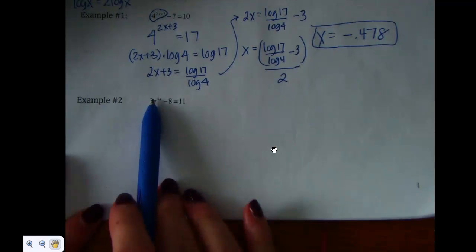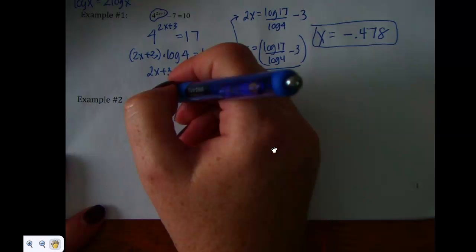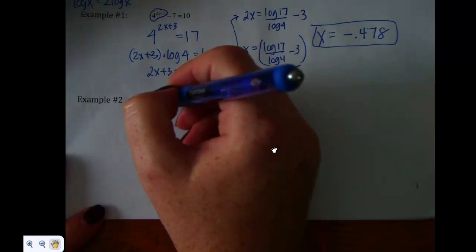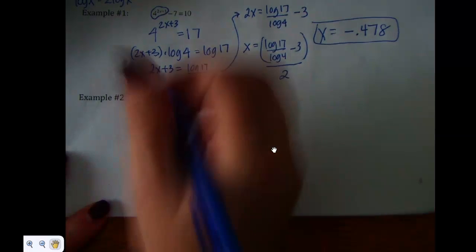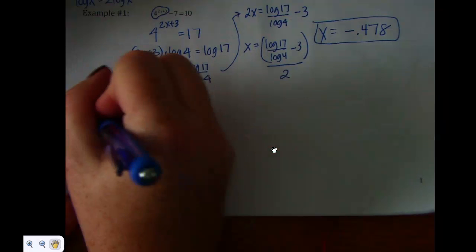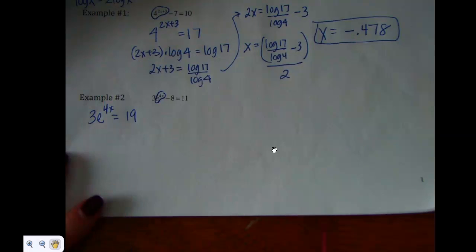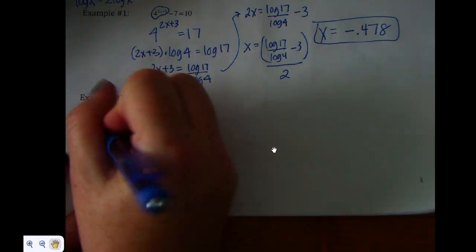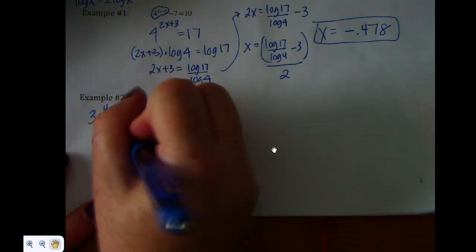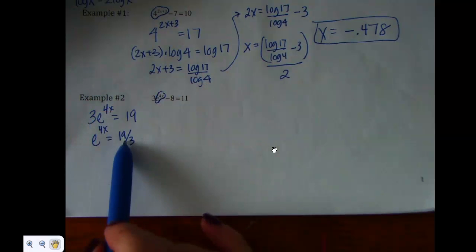This one here works the same. I'm going to isolate. This is actually my base, e to the 4x is actually my base. So I'm going to add 8. So 3 times e to the 4x equals 11 plus 8, which is 19. All right, I divide by 3. e to the 4x equals 19 divided by 3. It's not a whole number, so just leave it.